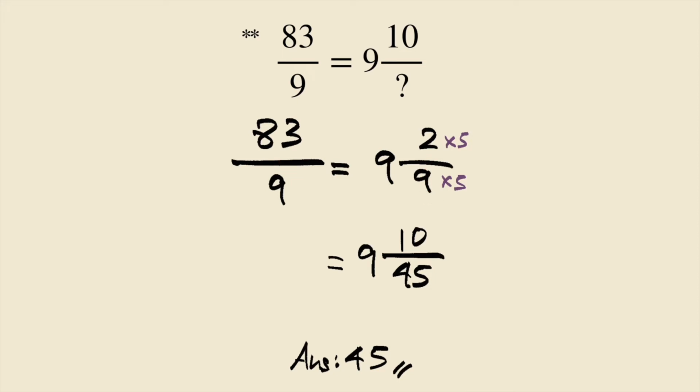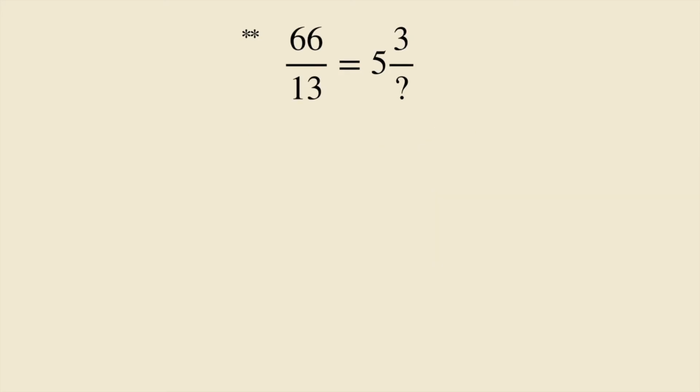And what do we have? Is 2 the answer? Or sorry, is 9 the answer? No, because I've got 10 as the numerator here, whereas currently I have 2 as the numerator here. So let's turn this into 10 multiplied by 5. So we get 10 over 45. So the missing number is actually 45.